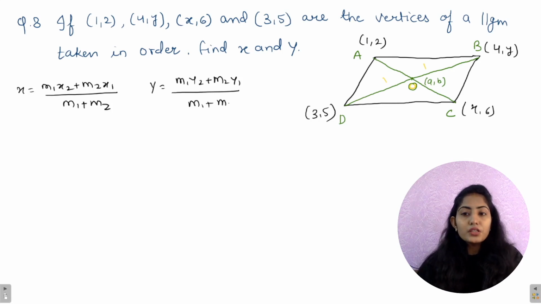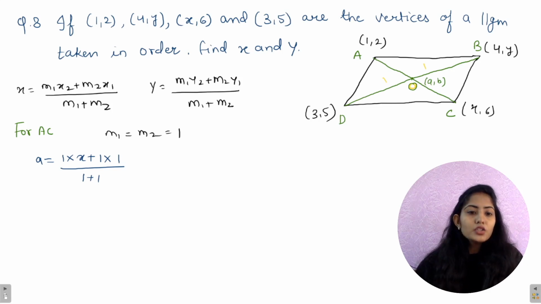So let's use it. For AC we will solve first. For AC the ratio will be 1:1, so here a will be m1 is 1, x2 is x, plus m2 is 1 and x1 is 1. Let's observe very carefully that it is 1:1, because the diagonals of a parallelogram bisect each other. So m1 and m2 are 1. When we solve it, the value of a is (x plus 1) upon 2.